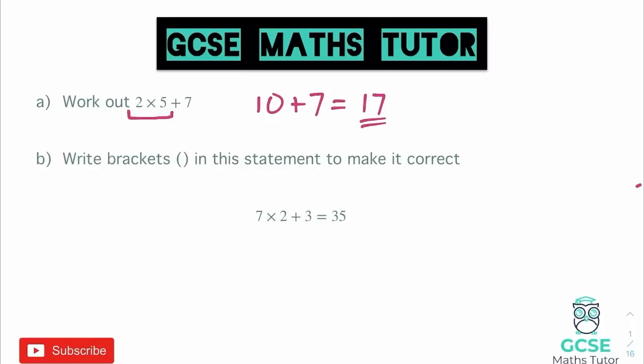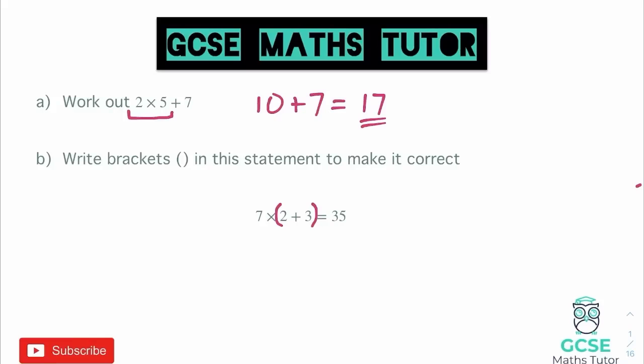Now for this one here, it says write brackets in this statement to make it correct. At the moment we have 7 times 2, add 3, and that equals 35. If we were to follow our normal rules here, 7 times 2 would equal 14, then we would add 3, and that obviously doesn't equal 35. So it doesn't work as it is, and that means there's only one place for us to put the bracket, and that would have to be around the 2 plus 3.